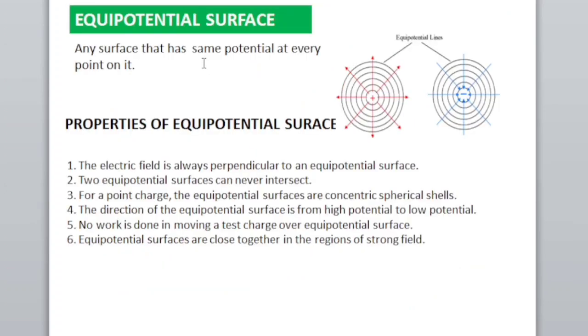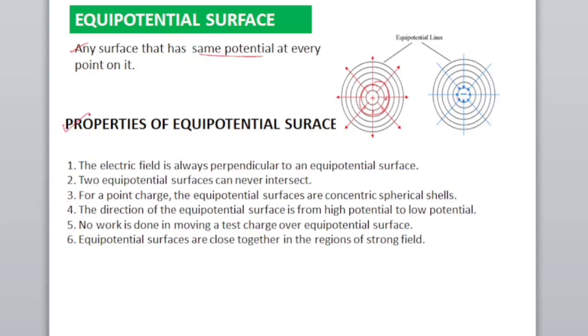Next is the equipotential surface. Any surface that has the same potential at every point on it is called an equipotential surface. Suppose there is a positive source charge Q here. Due to this positive charge, field lines are radially outward. And at an equal distance from this source charge, the potential is the same. So if you join these points, you get a sphere. So the equipotential surface due to this positive source charge is a spherical shell. Due to a negative charge also, there are concentric spherical shells, but the electric field lines are radially inward.